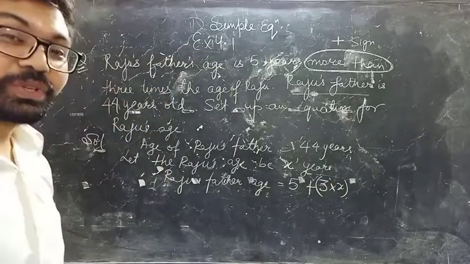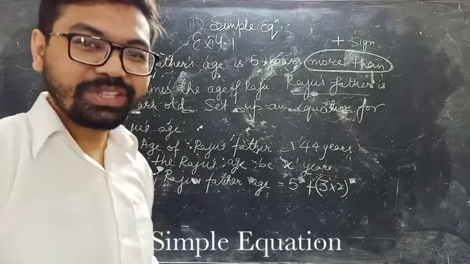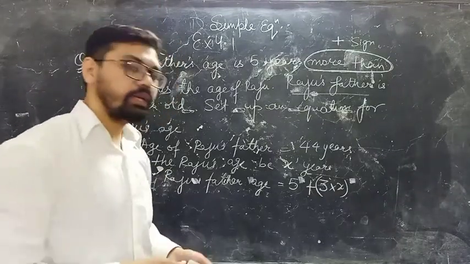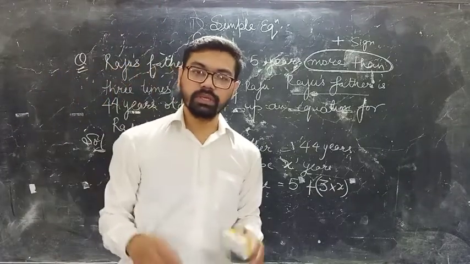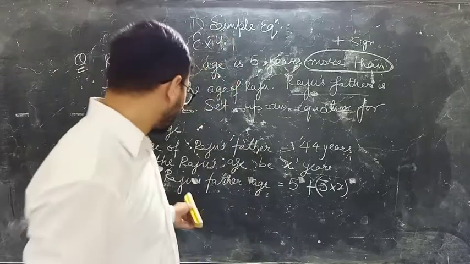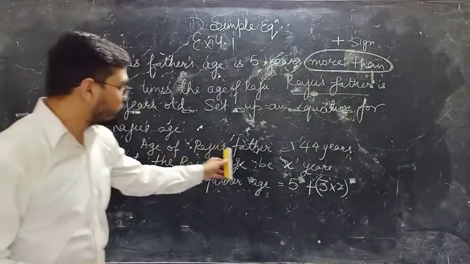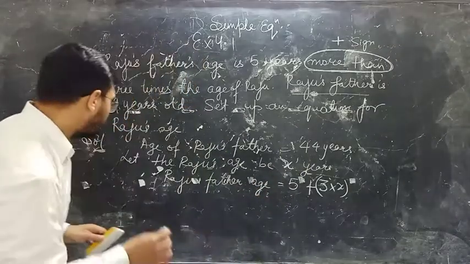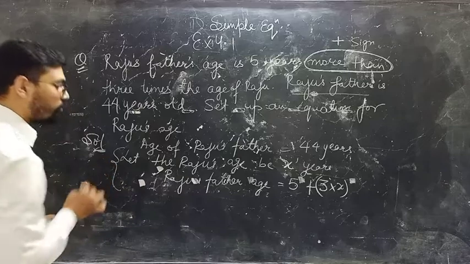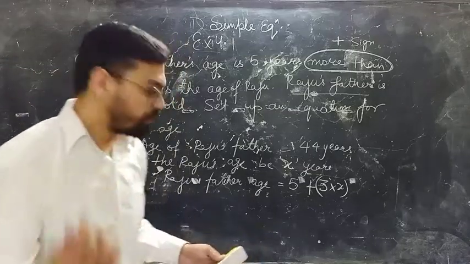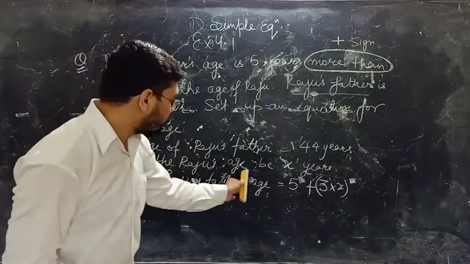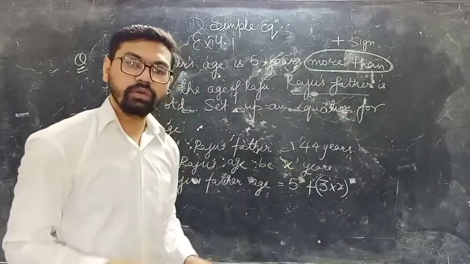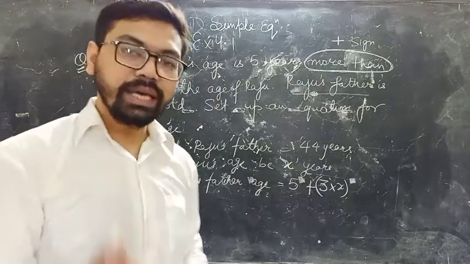I hope most of the students are confused in this, right? Don't worry, if you have any doubt, you are free to ask me in the Google Meet class, okay? No problem. See, age of Raju's father is 44 years. This is given in the question, but in the form of a statement. You have assumed Raju's age x years.